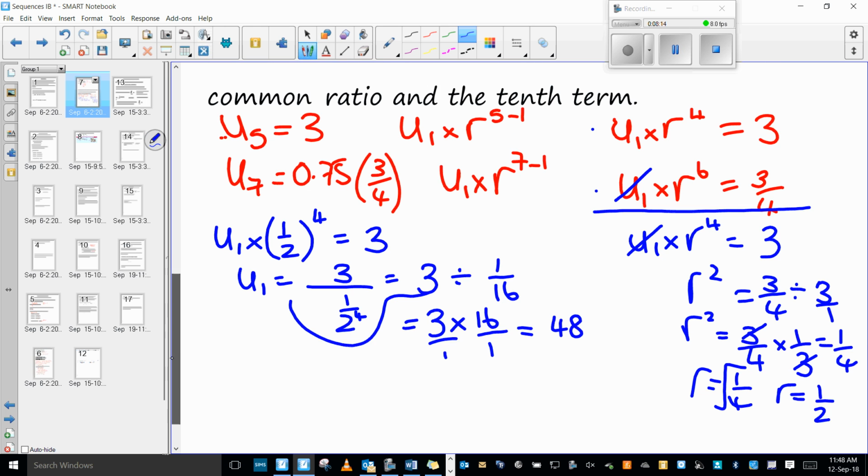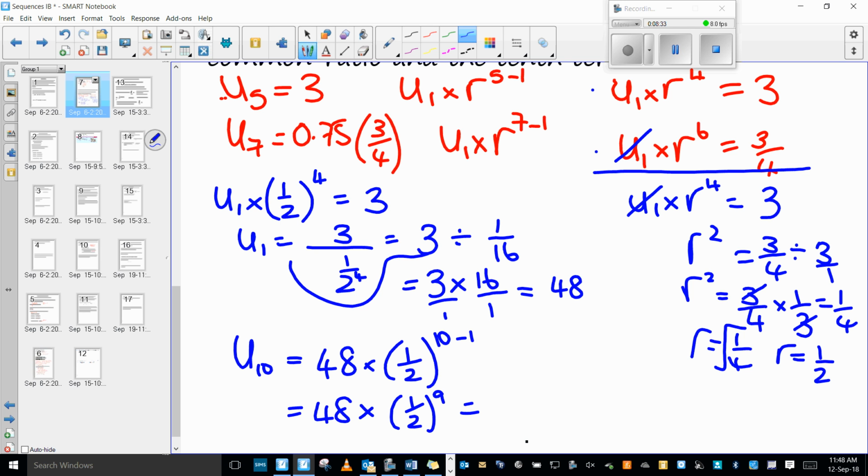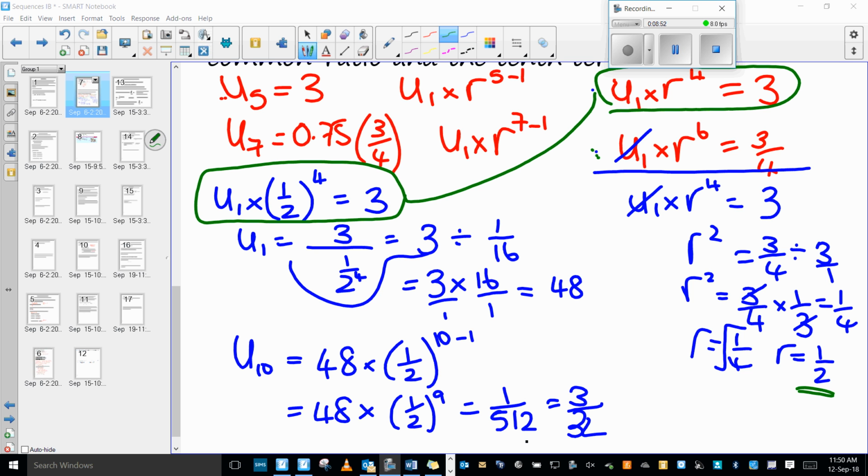We need to find our 10th term as well, so that means U10. We've got 48 multiplied by 1/2 to the power of 10 minus 1. Let's do this in our calculators. Okay, so we now have the correct answer.